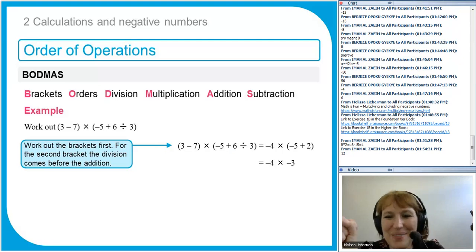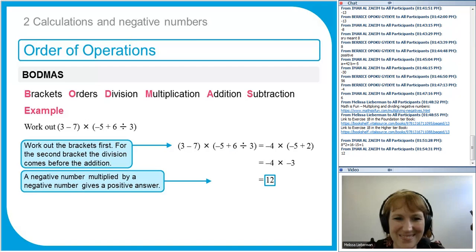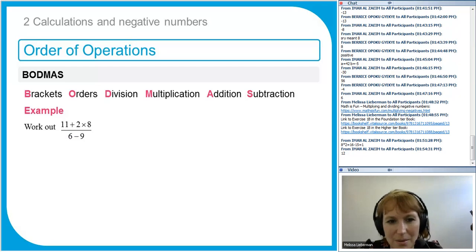Iman's still awake. -4 times -3. A negative number times a negative number will give you a positive result. 4 times 3 is 12. Perfect, 12. Good, good. Okay, here's an example involving division.